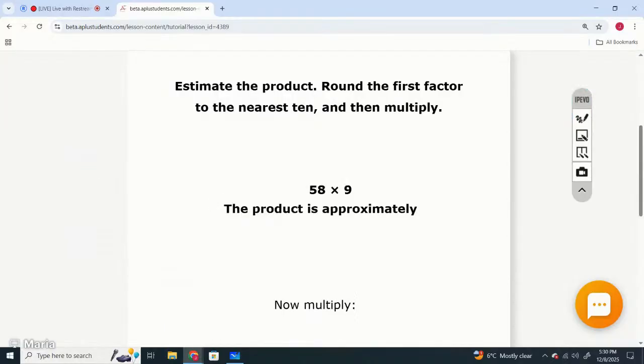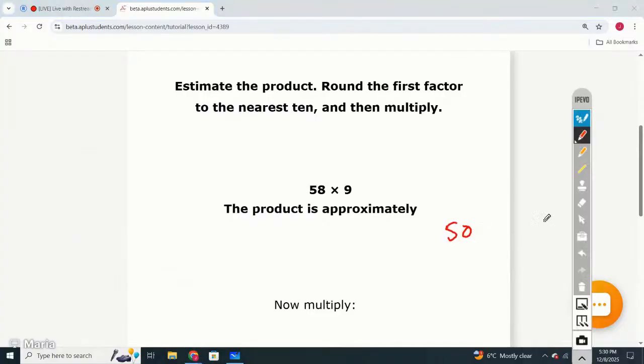Estimate the product of the nearest 10 and then we have to multiply. So we need to round the first number to the nearest 10, right? So 58 is between two tens, right? Between 50 and 60. 58 is close to 60. So it would be rounded to 60 because that is just 2 points away from 60. So it would be 60 times 9. 9 times 6 is 54. So that is 540.